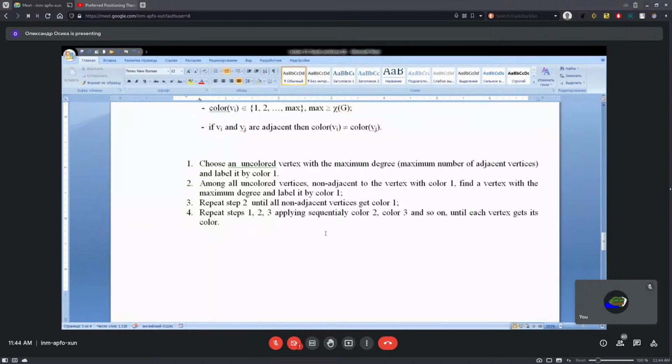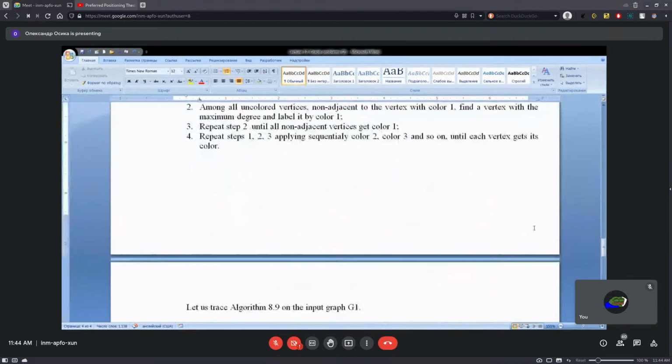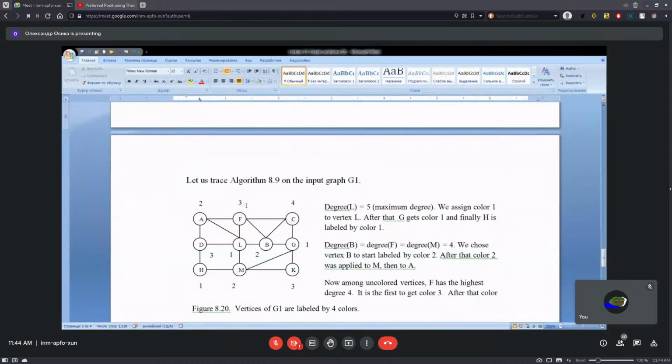Applying colors sequentially: color 2, color 3, and so on, until each vertex gets its color. An example will clarify it. Let us trace this four-step algorithm using such a graph.